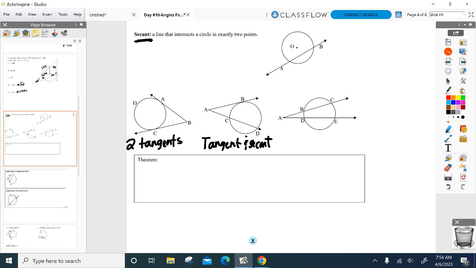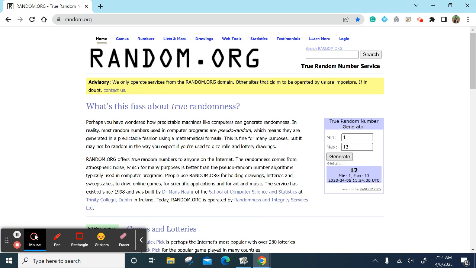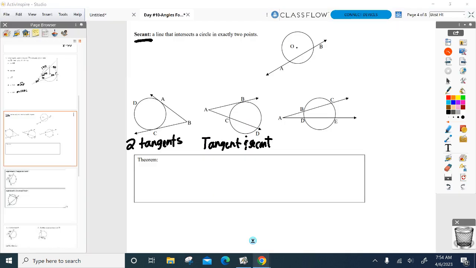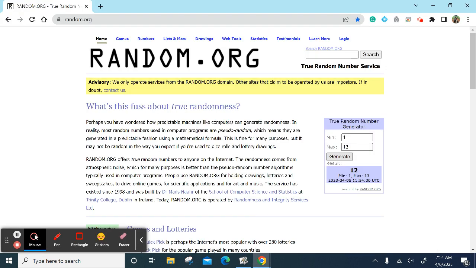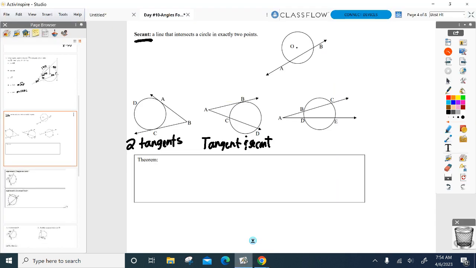And then how about the third diagram? How's angle A formed in the third diagram? Those are two what? Two secants. Good. All right, two secants.